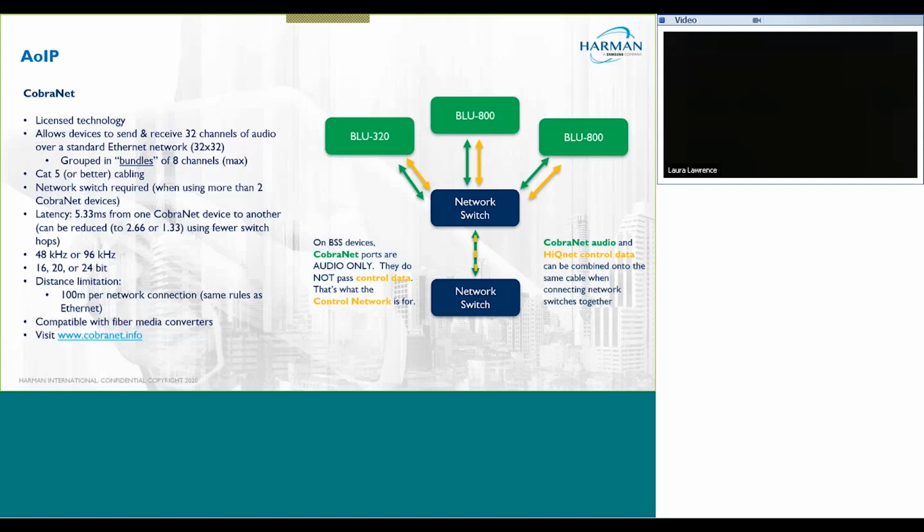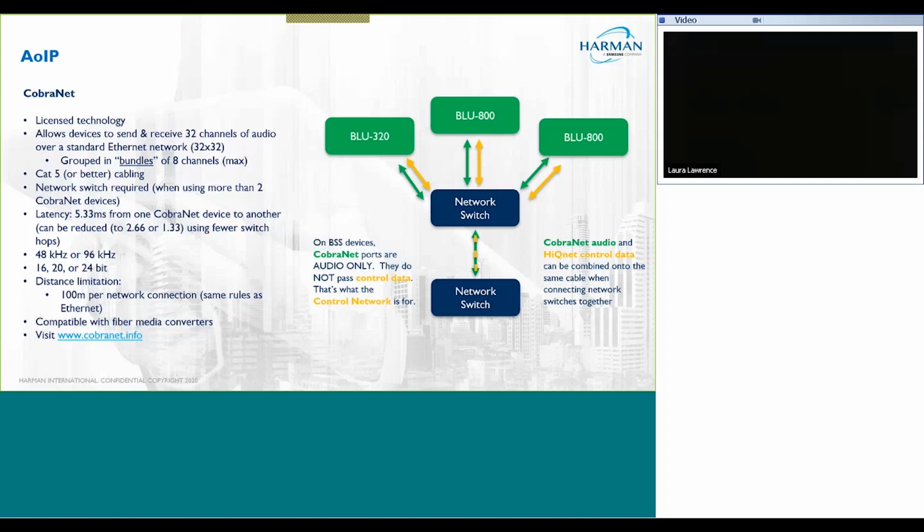Because it was first, obviously, there are some limitations here. The biggest limitation that I think there is of CobraNet is the low channel count. With everything else, you can do 64 channels. In the case of BLU Link, 256. But here with CobraNet, we only do 32 channels in and 32 channels out.